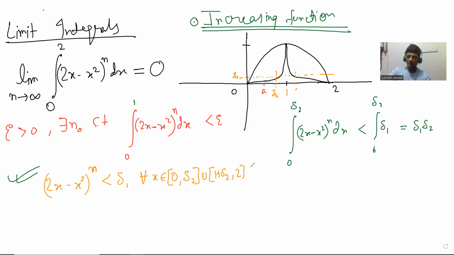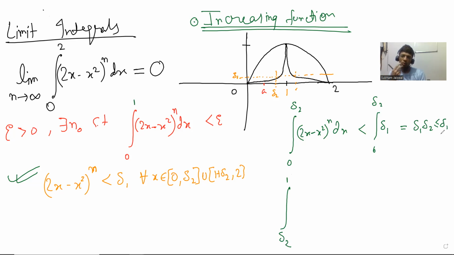So what do you say? I mean, what do you have to say now for 0 to delta 2? Sorry, delta 2 to 1. I'm sorry. Yeah, this is less than delta 1 because delta 2 is less than 1. Or it is less than a constant. That's all we need.